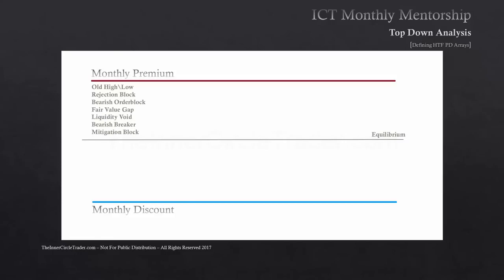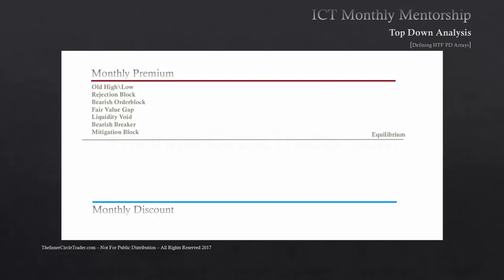Then you have rejection block. Then you have bearish order block, fair value gap, and then liquidity void, bearish breaker, and mitigation block. You're going to be looking up, and the first thing you're going to encounter is the first thing on the bottom of this list, and then you start working your way up that list. The farther you go up in this list, the deeper you go into a premium market. Certain arrays in here will keep you from seeing the next higher array. In other words, the next institutional order reference point that's listed in here.